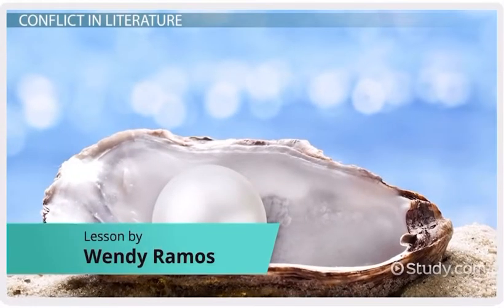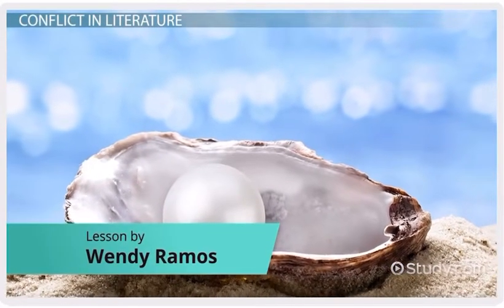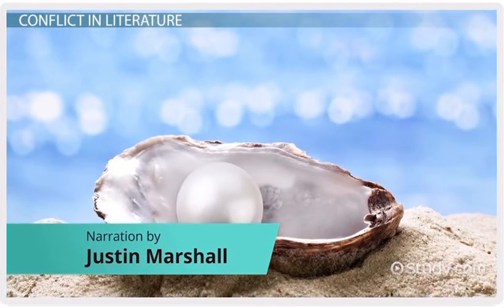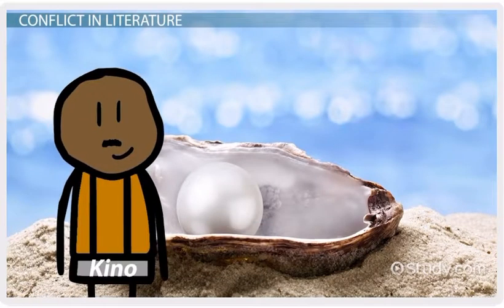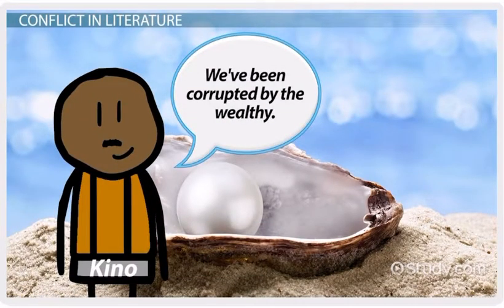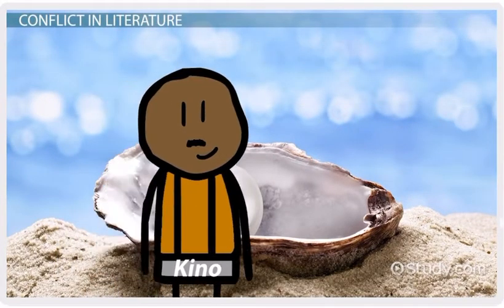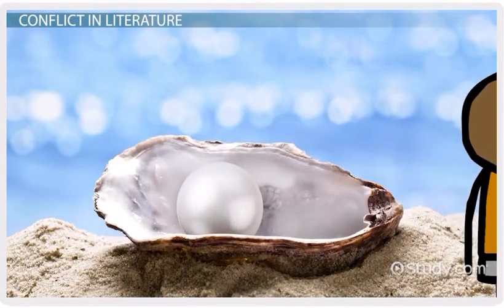What happens when people acquire a treasure that can change their lives, but lack the experience or knowledge to manage it? What happens when the hopes and dreams of a poor family are corrupted and sabotaged by the wealthy? Conflict. The Pearl by John Steinbeck presents this situation and shows how it creates external and internal conflicts.